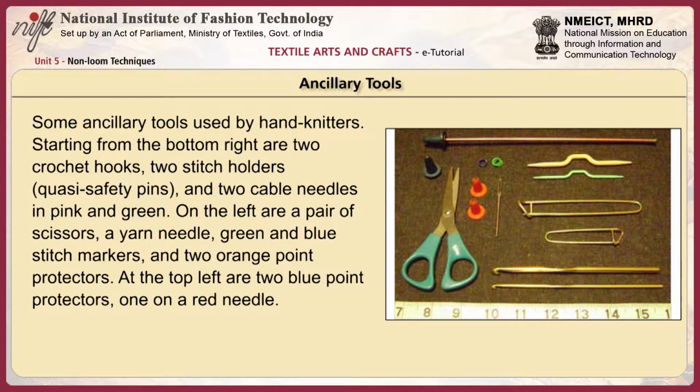Some ancillary tools used by hand knitters. Starting from the bottom right are 2 crochet hooks, 2 stitch holders or quasi-safety pins and 2 cable needles in pink and green. On the left are a pair of scissors, a yarn needle, green and blue stitch markers and 2 orange point protectors. At the top left are 2 blue point protectors, one on a red needle.